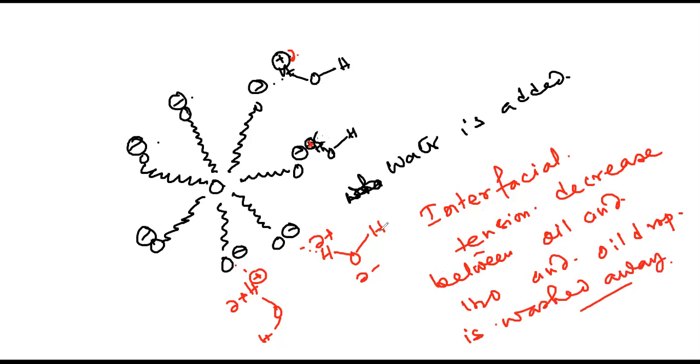So this is a very good example of emulsification. Actually, this will act as a very good emulsifier. So this kind of mechanism is very important. Actually, you can see the NCERT also. Okay. Now we have come to the end of this surface chemistry.